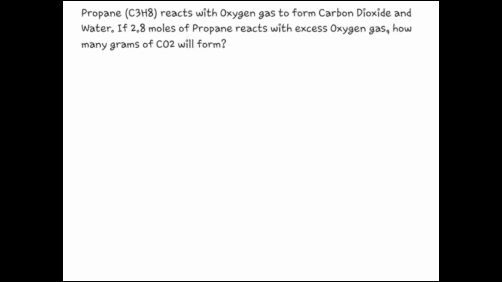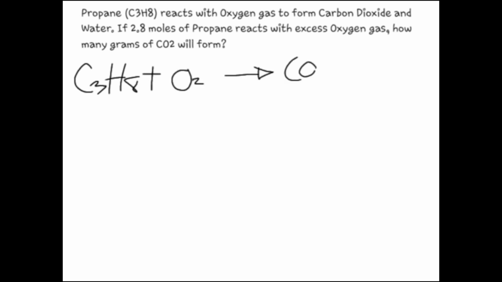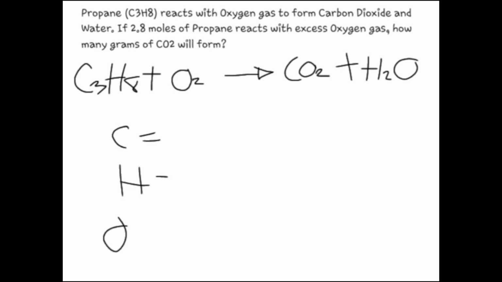I'm here to teach you how to answer this stoichiometry question. First, let us balance the chemical equation. We have here propane reacts with oxygen to form carbon dioxide and water. Now, let us balance the equation.